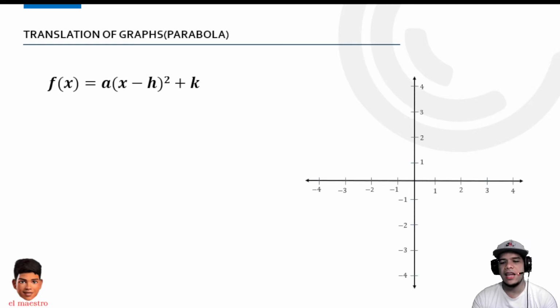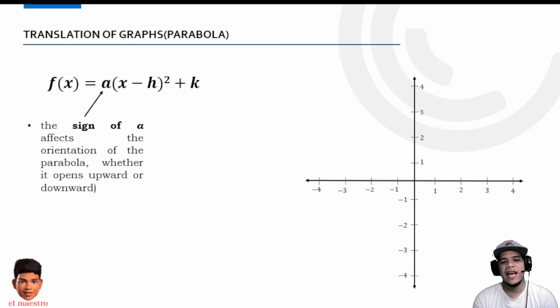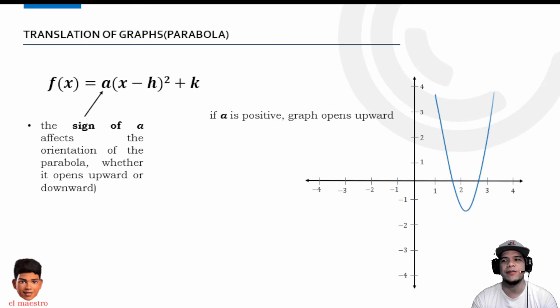So, we need a Cartesian plane. So first, identify natin. Alam natin yung A sa previous video natin. Yung A, the sign of A affects the orientation of the parabola, whether it's open upward or open downward. We all know sa previous lesson natin na if A is positive, graph opens upward. So ganito yung orientation ng graph natin kapag yung A is positive.